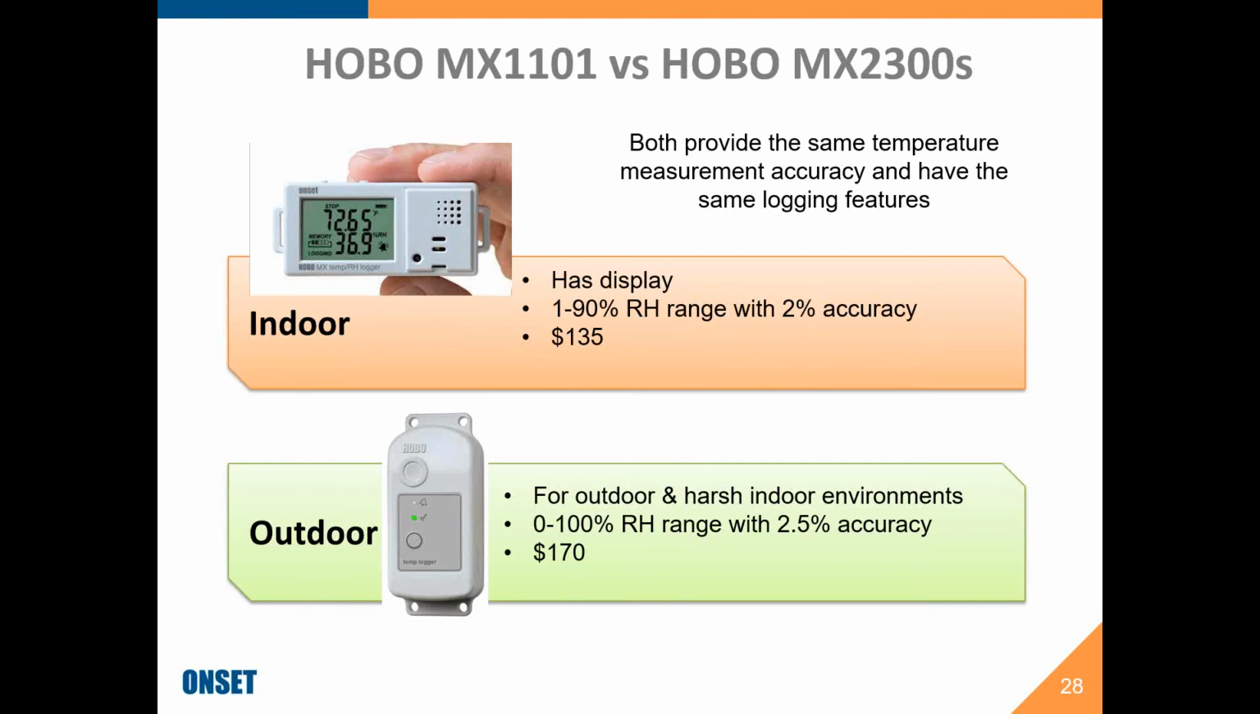So if you're in an indoor application, you might say, oh, should I use the 1101 or the MX2300s? Basically the trade-off there is the MX1101s have the display, so you can actually see the current readings right on the logger, which is handy in some cases. And the MX1101 has a lower price at $135 for a temperature and humidity logger. But if you need more than a 90% RH range, you're going to want to go to the MX2300s. And certainly the MX2300s are going to hold up much better in any harsh outdoor and even harsh indoor environments if there's a lot of humidity. So it's kind of the trade-off there.